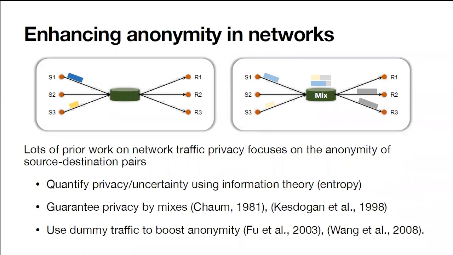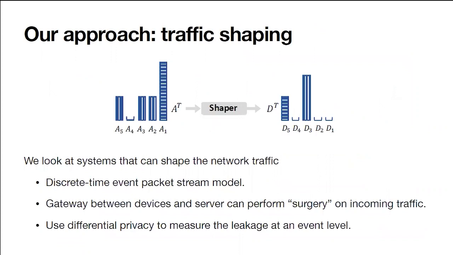And then there are other things you can do, like introduce dummy traffic. This introduces more overhead because you're sending more packets, but they're garbage packets, and that helps protect the identity of what's going on in the network. So what we're doing is looking at these ideas that have been proposed before, but in the context of what sort of privacy they provide in a differential privacy setting.